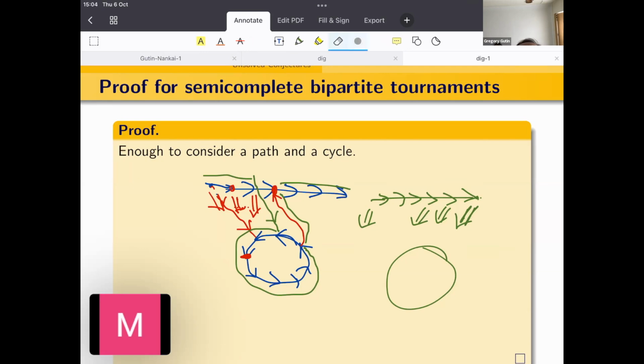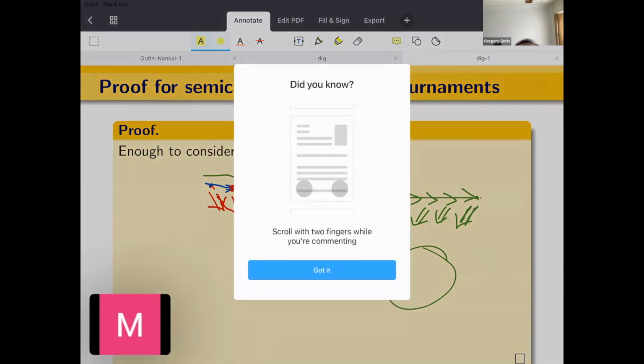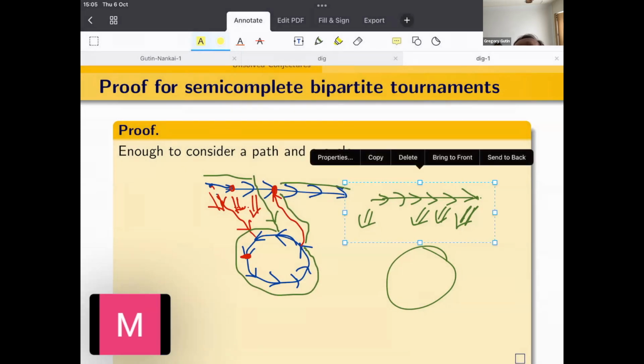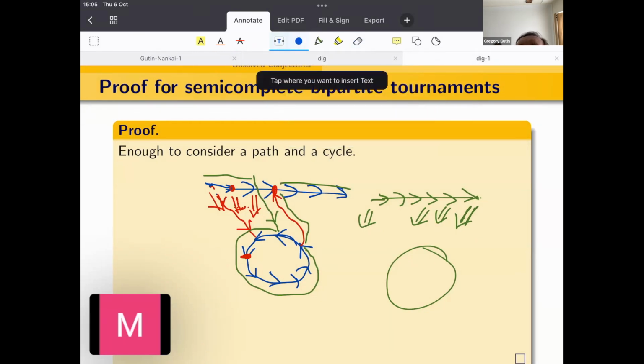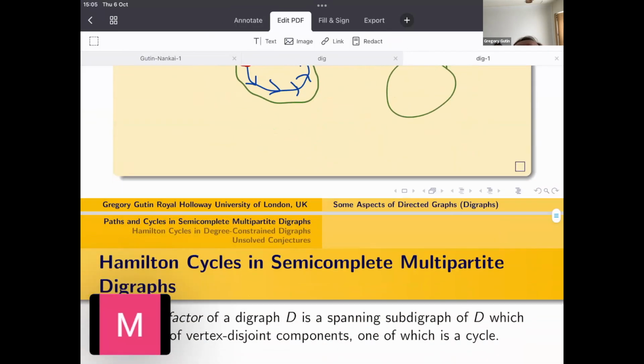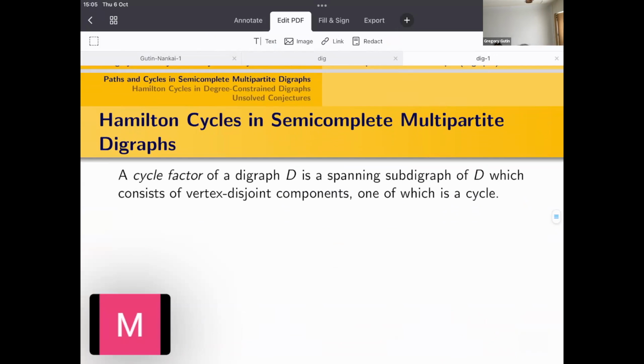Okay, so now let's go further. Now let's look at Hamilton cycles in semi-complete multipartite diagraphs. So we finished basically with Hamilton paths. Now we want to see Hamilton cycles, what's going on? Because for tournaments, we know what it is. For Hamilton cycles, there is a notion of cycle factor, which will be important. A cycle factor in a digraph D is a spanning subdigraph of D, which consists of vertex-disjoint components, one of which is a cycle.